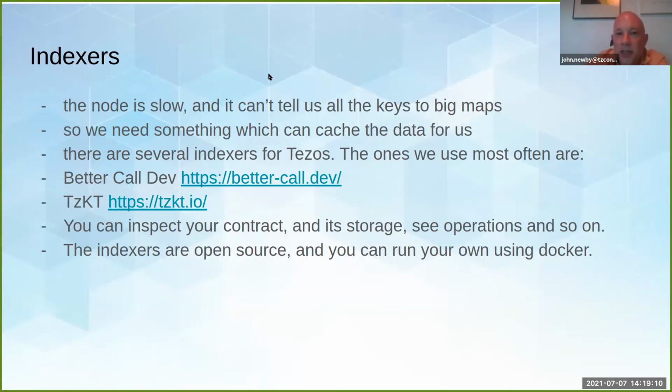Of course, Tezos has a number of indexes. It has indexes because the node is slow, and its most glaring fault in daily use is that it cannot tell us all of the keys to big maps, which typically are things that are very important to us. So we need something that can cache the data for us, and there are several indexes for Tezos. The ones that we in our team use most often are Better Call Dev and TzKT. Using these, you can inspect your contract, you can look at its storage, you can see operations that failed. It's super useful. And all the indexes are open source and can be run on your own machine using Docker.